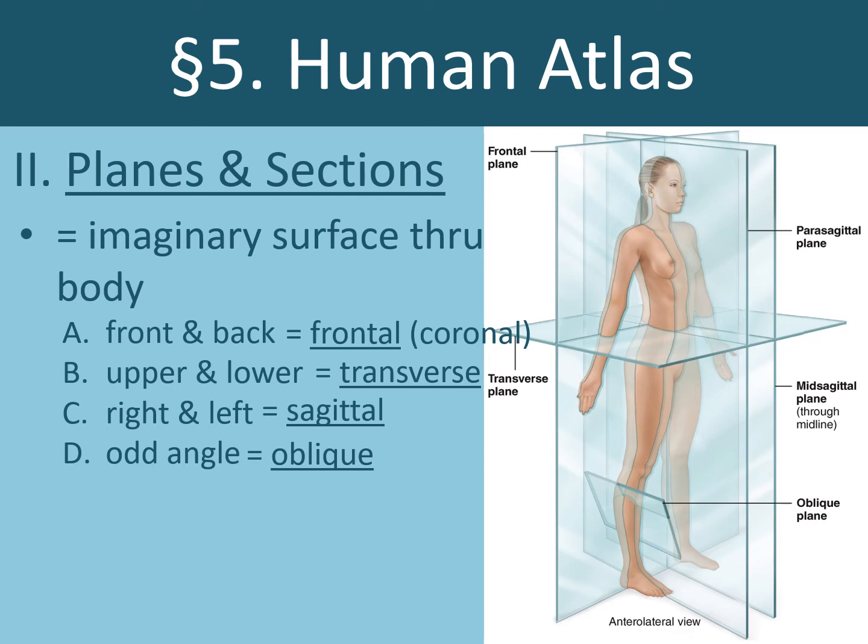Note that the sagittal plane comes in two forms. If the sagittal plane is perfectly down the center, dividing the body into perfect right and left halves, that's known as the mid-sagittal plane or midline. And if the sagittal plane is off to the left a little bit or off to the right, that's known as a parasagittal plane.